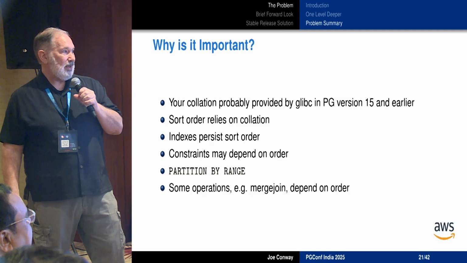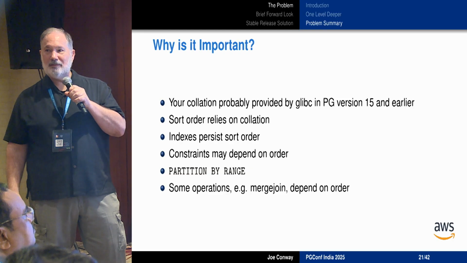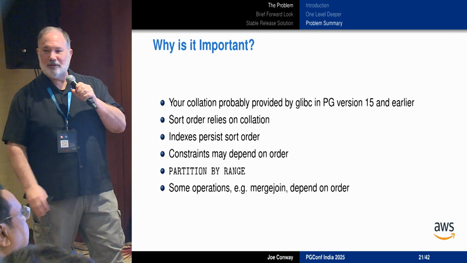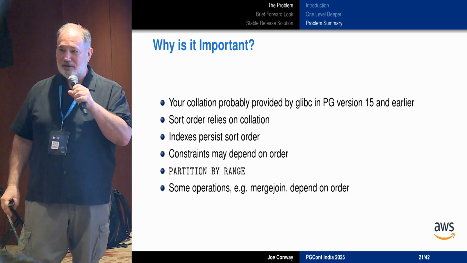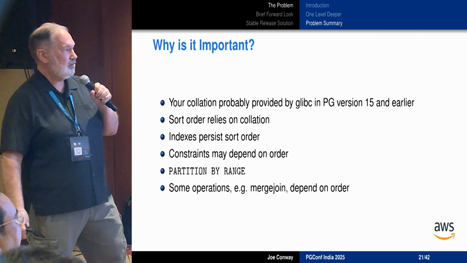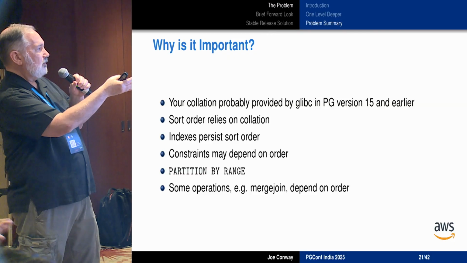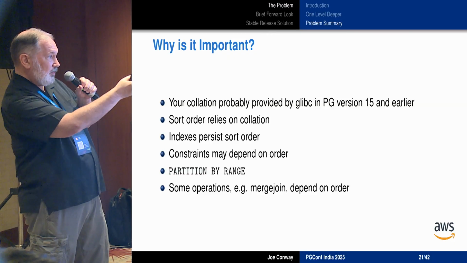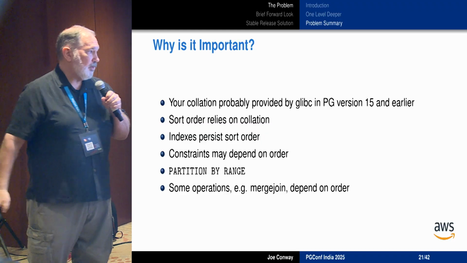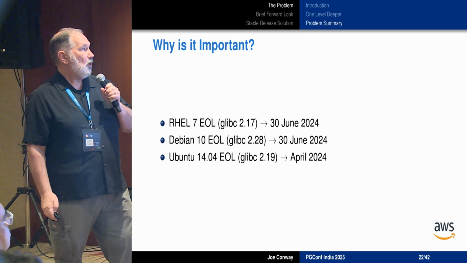So, I venture a guess that 99% or more of the Postgres databases out there in the world are probably running with the defaults and therefore are using glibc, and so all this stuff applies. So your sort order relies on the collation, the index is persistent, the constraints may depend on it, merge join and other operations might depend on the order. So all of those things are why you should care about this.